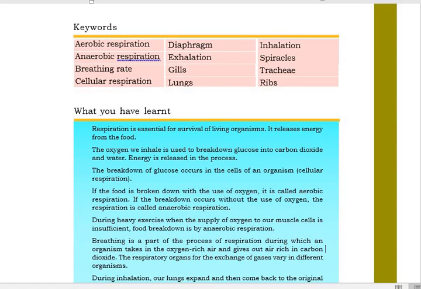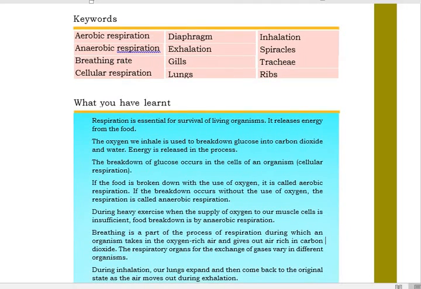During heavy exercise, when the supply of oxygen to our muscle cells is insufficient, food breakdown is by anaerobic respiration. In our body, sometimes due to heavy exercise or some other strenuous activities like running, jumping, etc., our muscles need more oxygen and more energy. At that time, sufficient oxygen is not available.